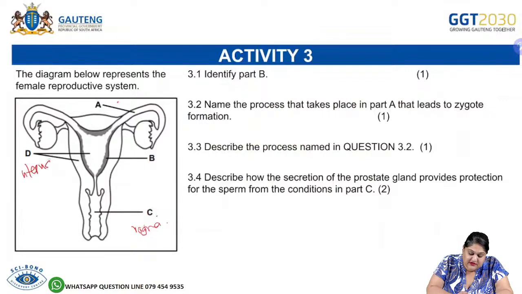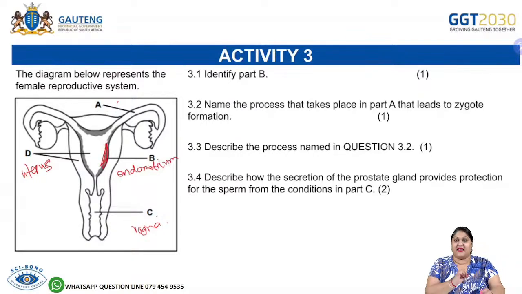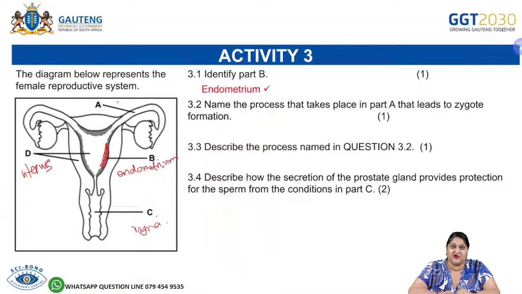Remember I told you it is the wall, the uterus, and then B is the endometrium, because it's showing us the lining. It's like that wallpaper, which is the endometrium. So we identify part B as the endometrium. If you said uterus, it is wrong. If you said uterine wall, it is wrong. It is the endometrium.